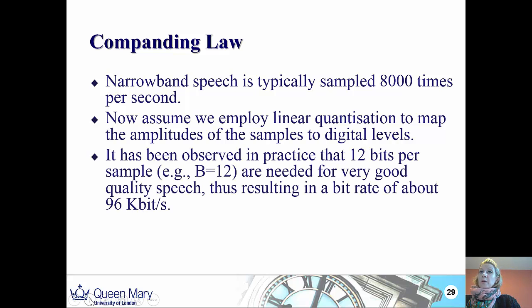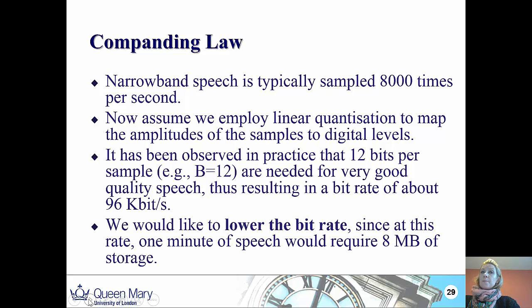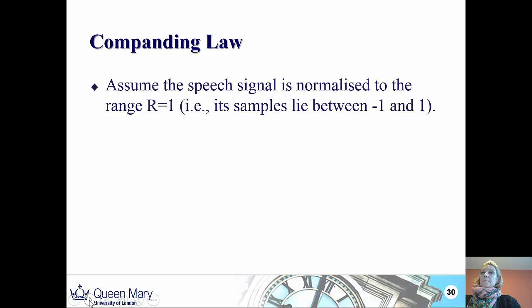It's been observed that 12 bits per sample are needed for very good quality speech, but we would like to lower the bit rate, because if we're sampling and reconstructing at this rate, this will require up to 8 megabytes of storage. So how can we more efficiently record our signal so that it lowers the bit rate? We can use the compounding law in order to achieve this.